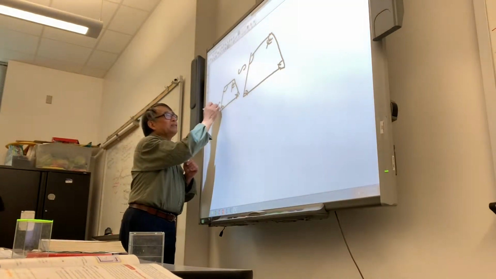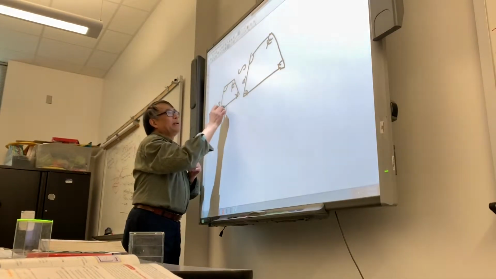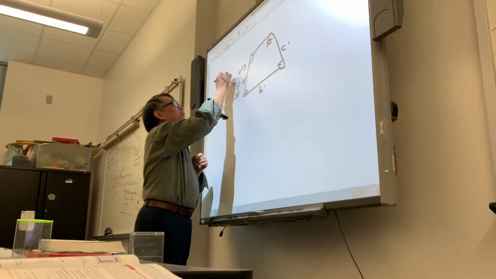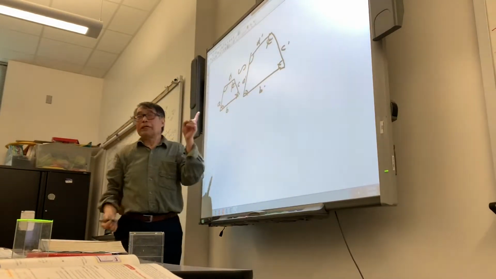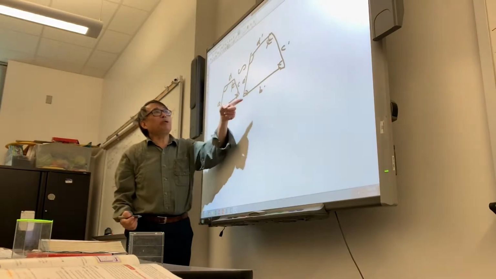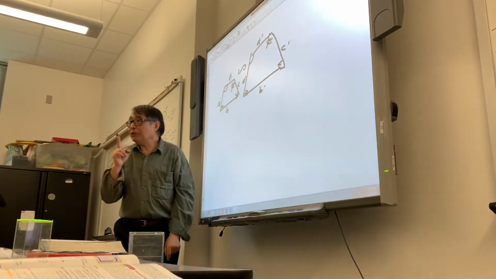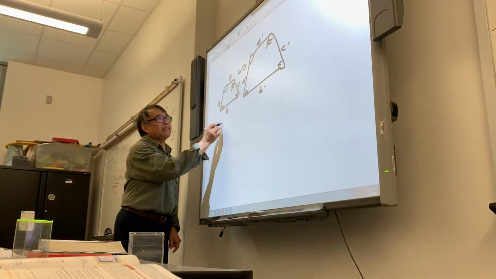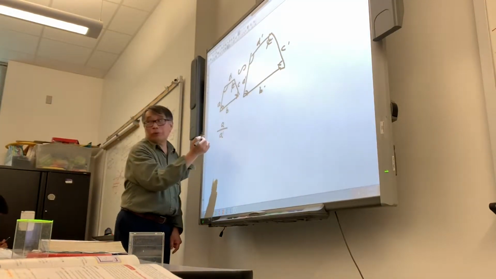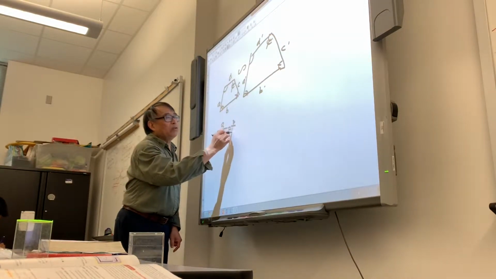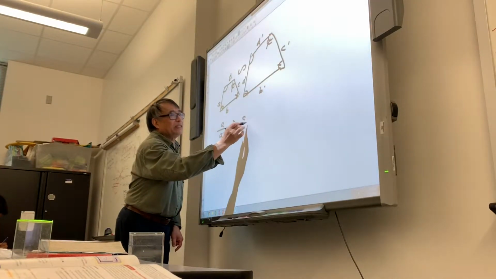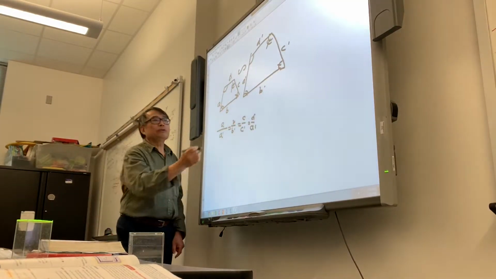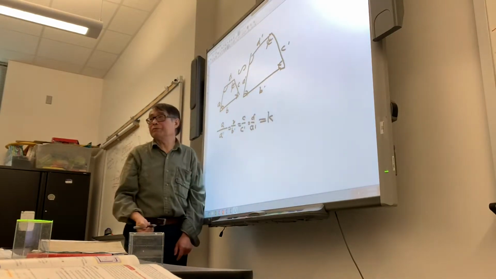Corresponding sides, okay, this is A prime, B prime, C prime, D prime. A, B, C, D, A prime, B prime, C prime, D prime. Every corresponding side must be proportional. Means have the same ratio. A over A prime equals B over B prime, C over C prime, D over D prime, equals K, for instance.